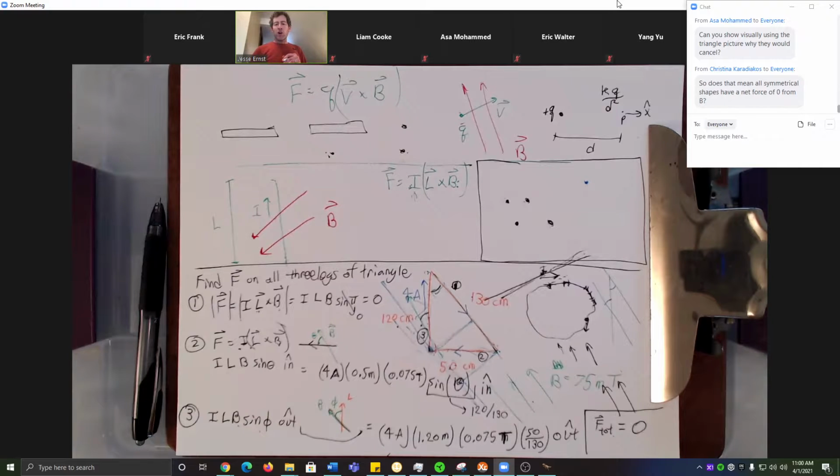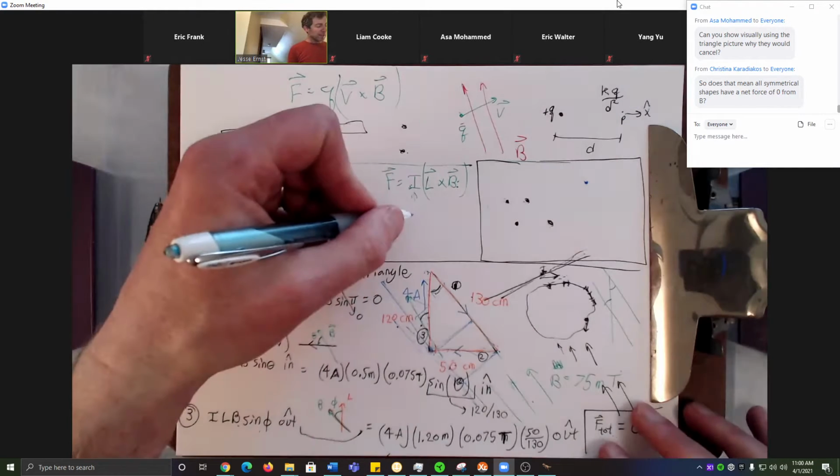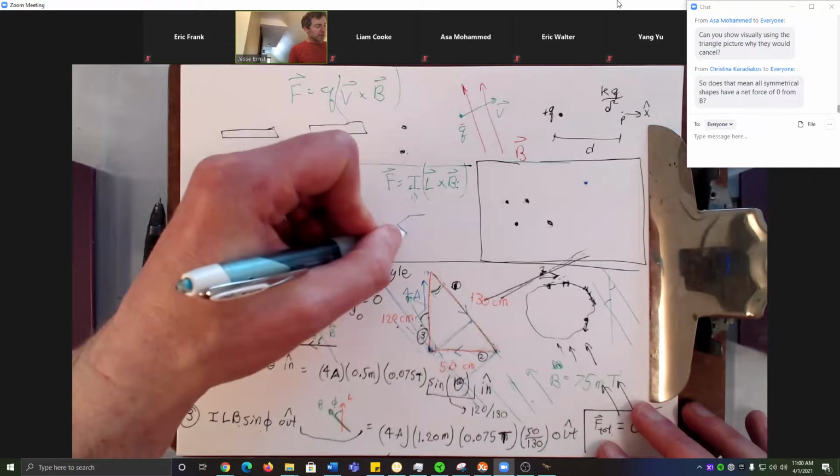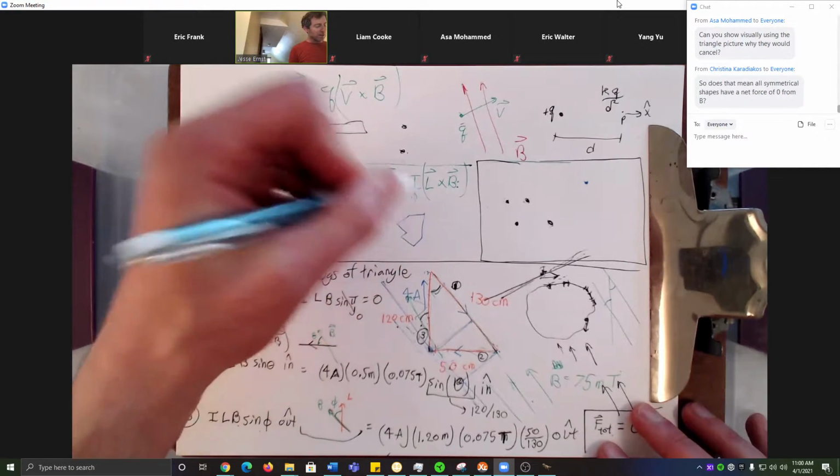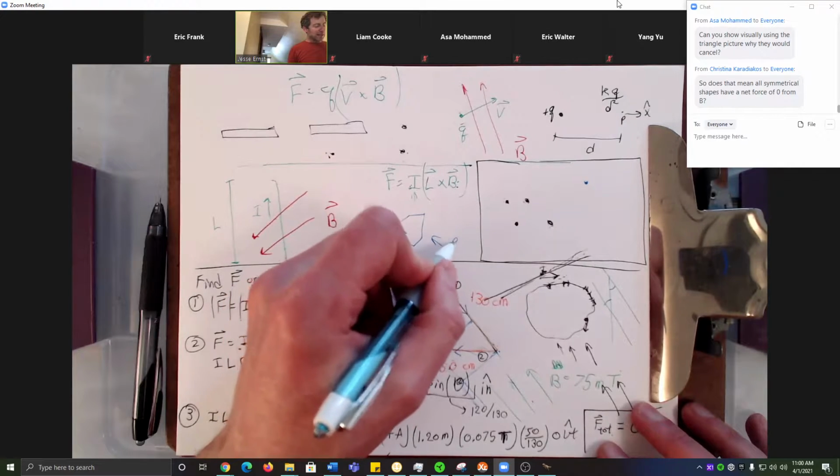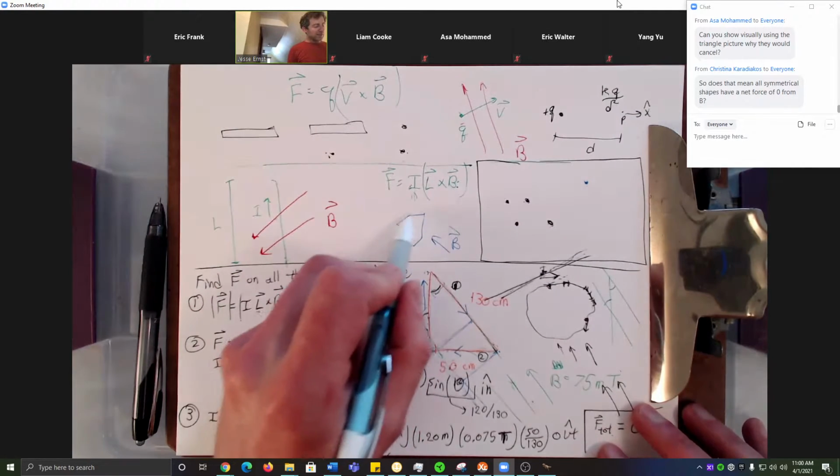Christina, it's not only symmetrical shapes that have a net force of 0 from the B field. It's all shapes in general, all closed loops. So this is not symmetrical. But if I have a B field like this, the total force on all legs of this will be nothing.